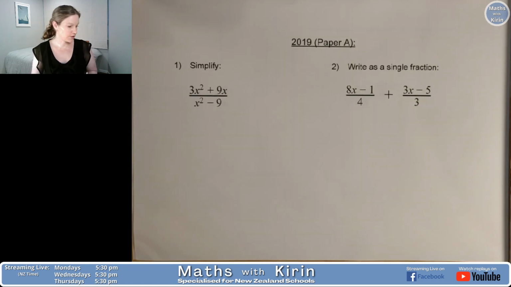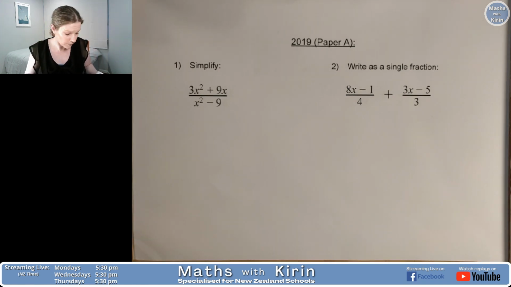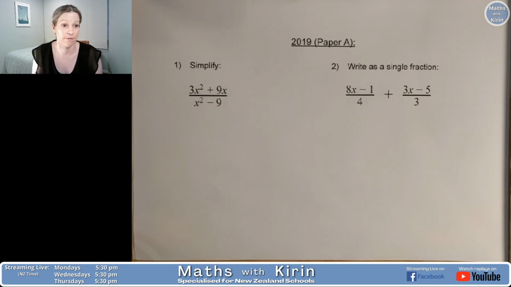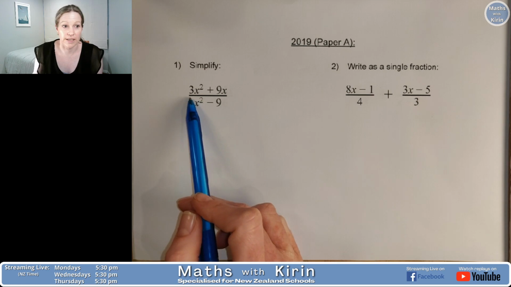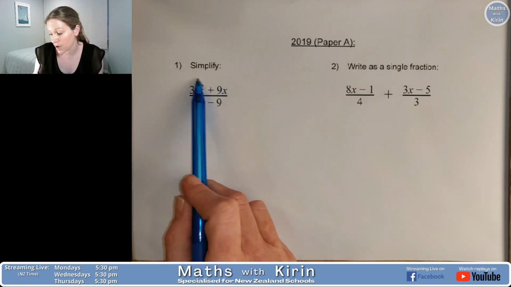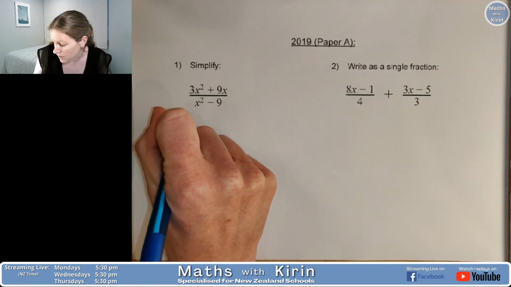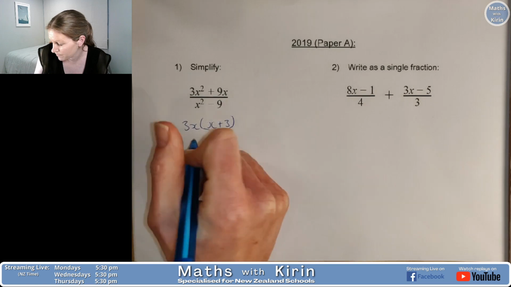Okay, so I've got two questions from the 2019 paper that we're going to go through. The first one is just asking us to simplify that fraction. It doesn't tell you how to do it, it just asks you to simplify. So we know that we need to find common factors. To do that, let's factorize. So taking the top line, our highest common factor is 3x. So we have a 3x and x plus 3.